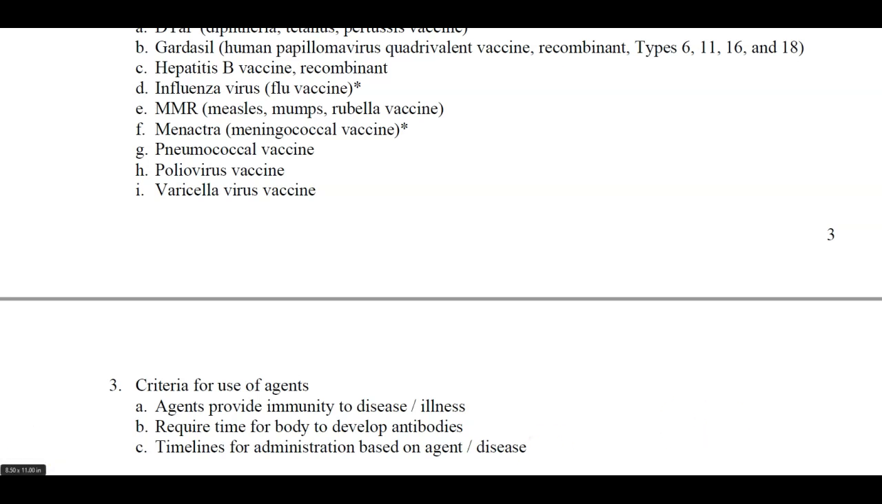Depending on which agent, there are different timelines or schedules for when we administer these vaccines or agents, depending on what disease we are treating and also which specific vaccine we are talking about. Usually many of the vaccinations are administered during childhood in order to make sure we have that help in our immune system to prevent certain infections that are common in children.